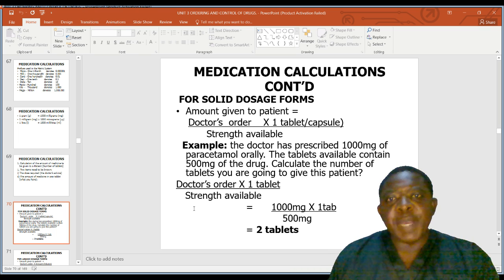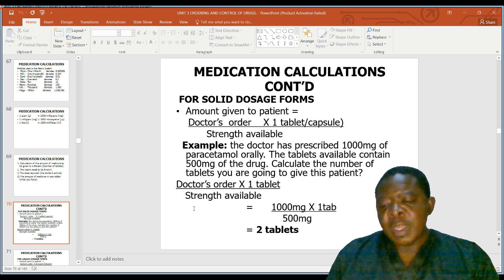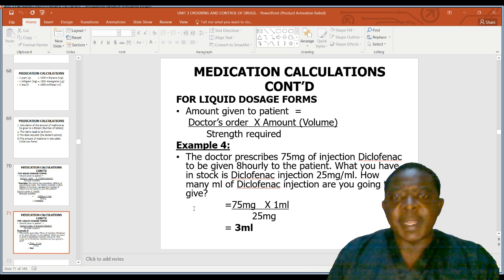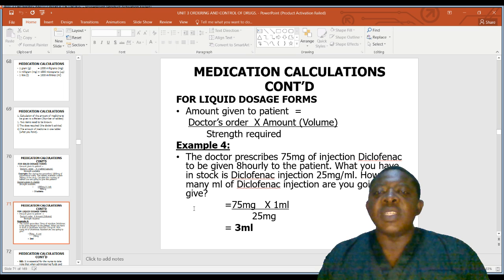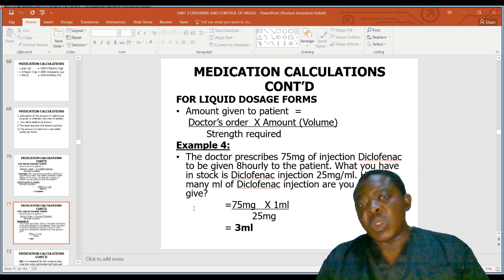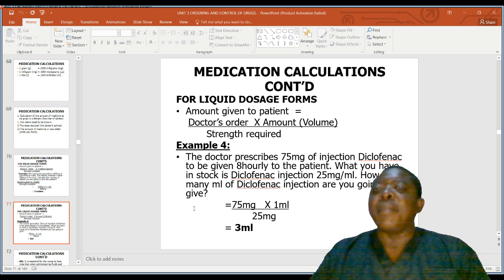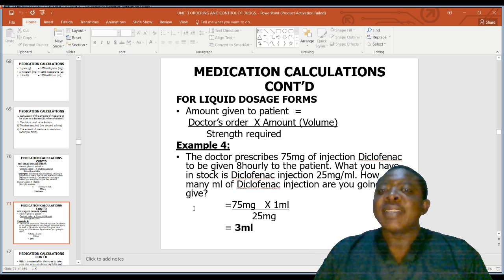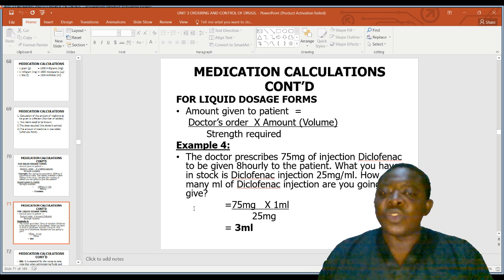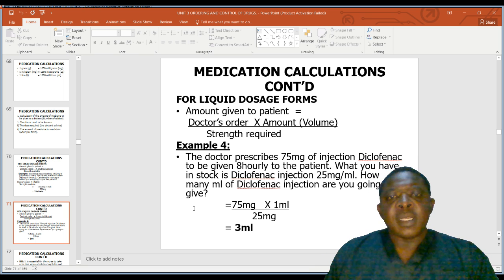Okay, so the base of the formula, even for fluids, is from this, but you need to know that instead of saying times 1 tablet, you say times the volume. Okay, the volume, when we reach there, we're still going to expand. Okay, so for liquid dosage forms, the amount to be given, that is in mls, is doctor's order times amount of volume. Okay, so times amount of volume, that is the one that you are using there, over the strength required.